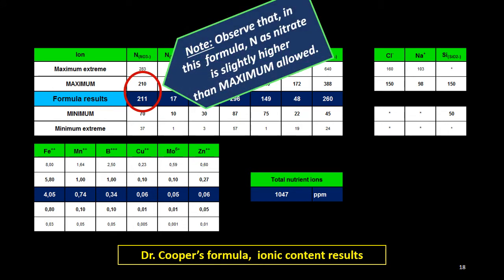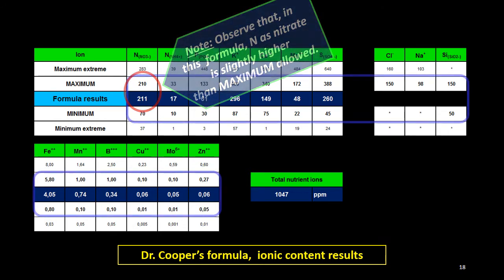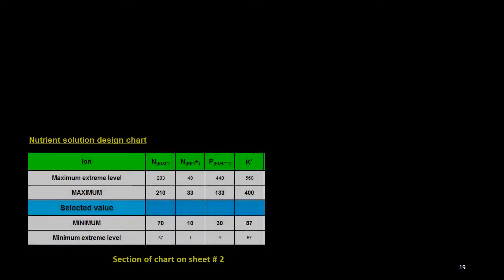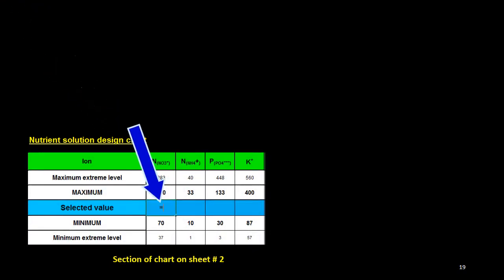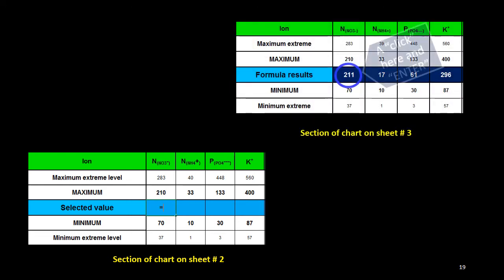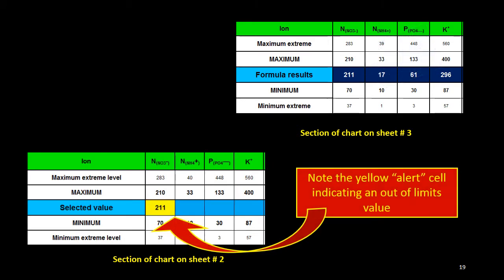All the values at the line formula results must be copied into the blue cells of a similar chart at sheet number 2. Those values can be copied as follows. First, on the corresponding square of sheet number 2 insert the equal sign. Second, go to sheet number 3, click on the respective cell and then press enter. Third, the program automatically returns to sheet number 2 showing the value in its chart. Note the yellow alert cell indicating an out of limits value. Fourth, repeat the same procedure with the rest of the cells until the transfer of all the data is complete.